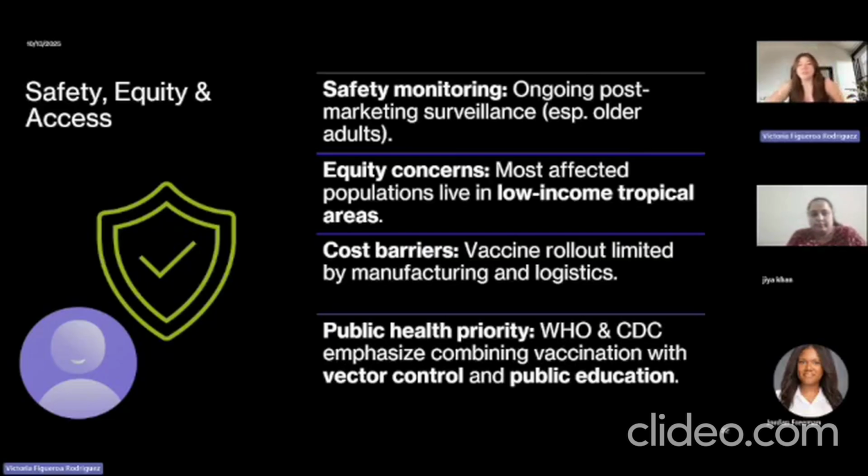Equity concerns must affect populations living in low-income tropical areas. Like I mentioned before, these tropical regions don't have as much access, and it will be hard to get the vaccine where it's actually needed. Vaccine rollout is limited by manufacturing and logistics, and WHO and CDC emphasize combining vaccination with vector control and public education. As we are doing right now, we're trying to keep the vector control and educating our community as much as possible while those vaccines start coming out.